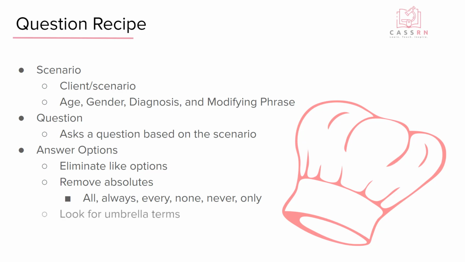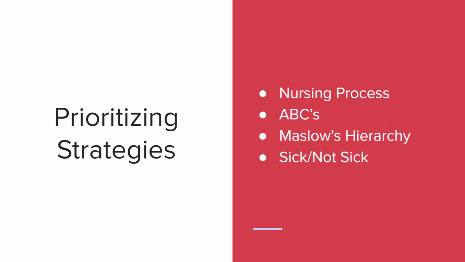Look for umbrella terms that might include more options. If there's one option that includes other options, then that one's probably correct. So as you're going through these, make sure, again, you use those prioritizing strategies. Those prioritizing strategies include the nursing process, the ABCs, Maslow's hierarchy of needs, and then one that's my personal favorite, which is sick or not sick.